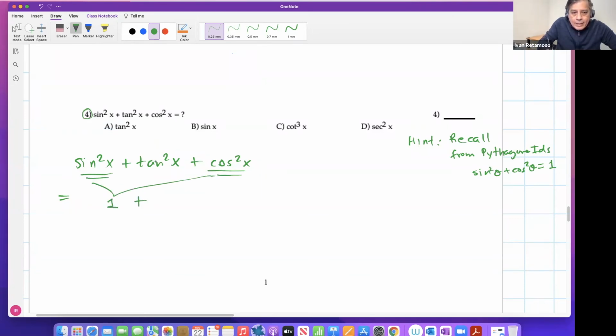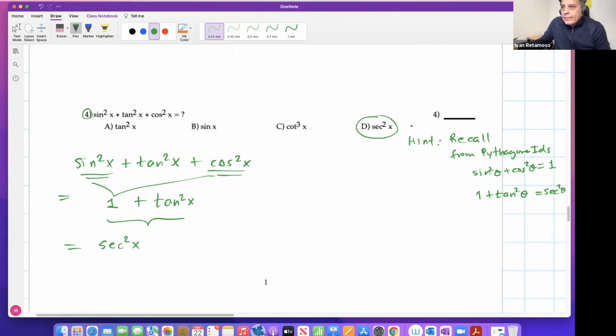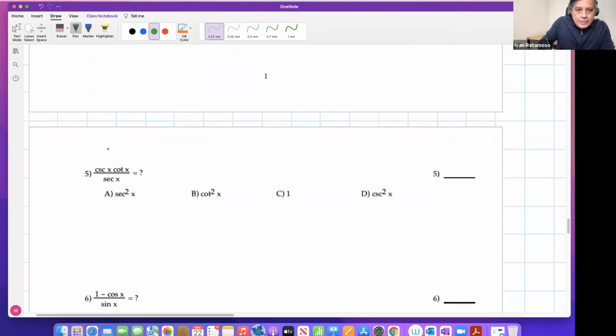1 plus tangent square. But again, using the Pythagorean identities, 1 plus tangent square of theta is equal to secant square of theta, right? So this should be just secant square of x, which is here. Excellent, excellent. Okay. Very good, guys. Now try this one. This one, I saw one with quotients here that you will need for your homework. Can you try this?